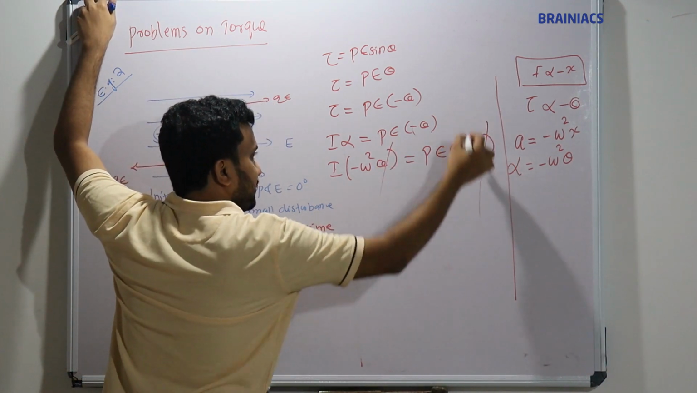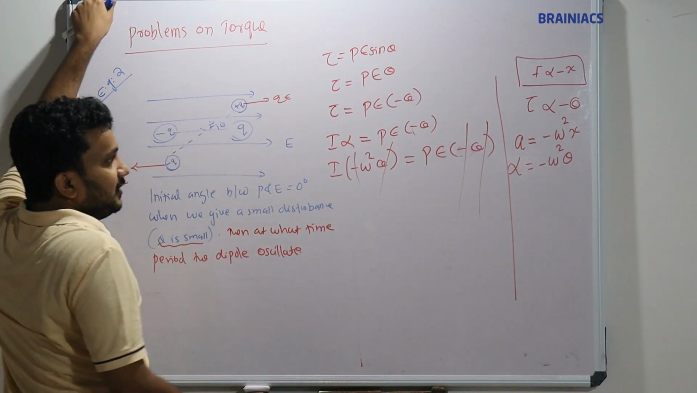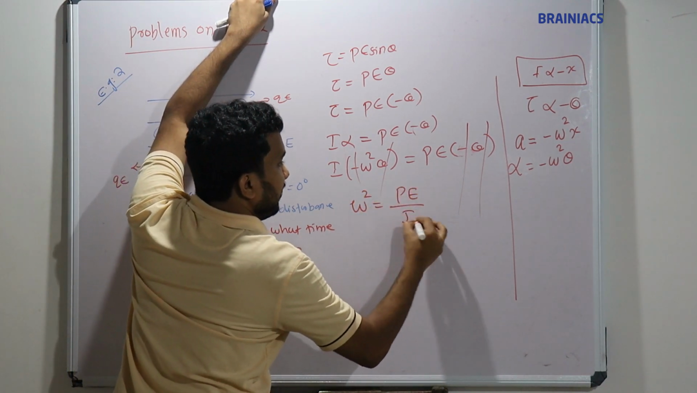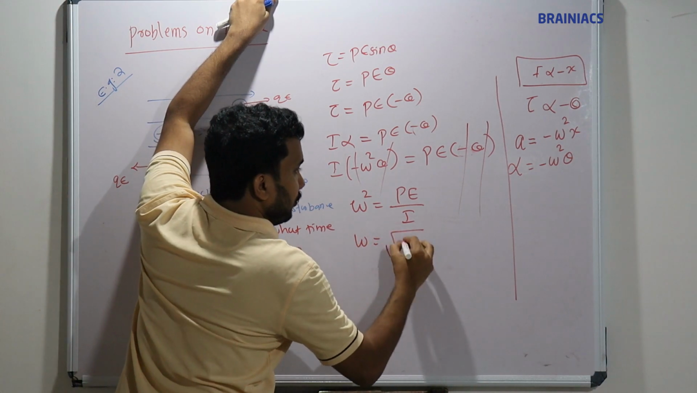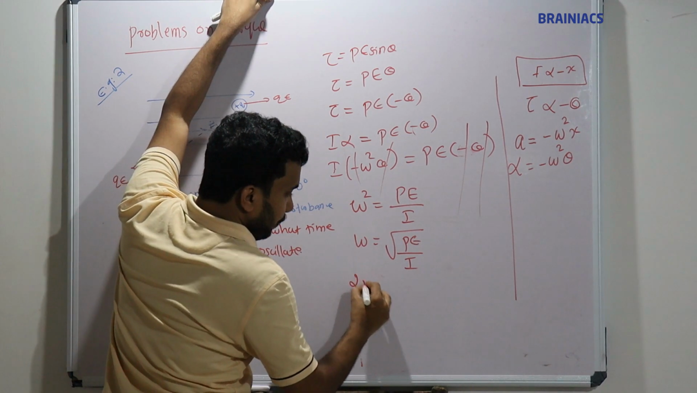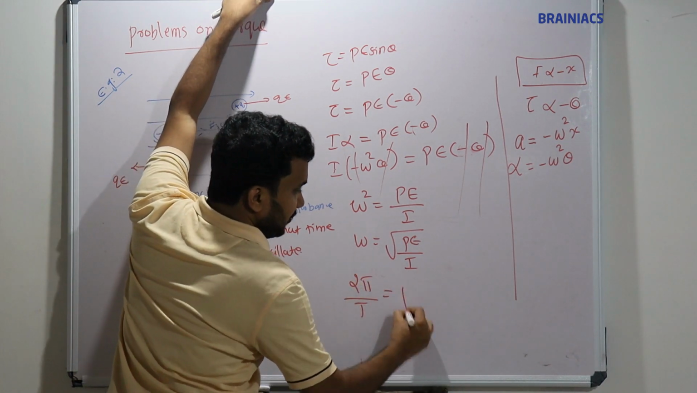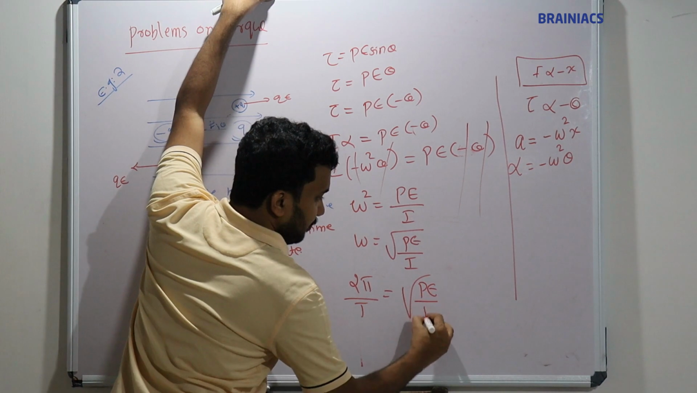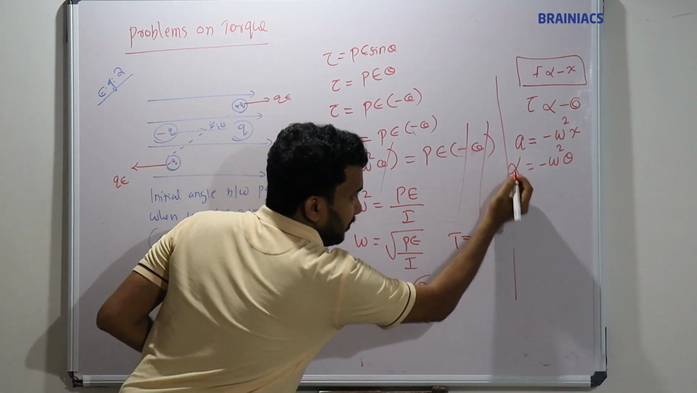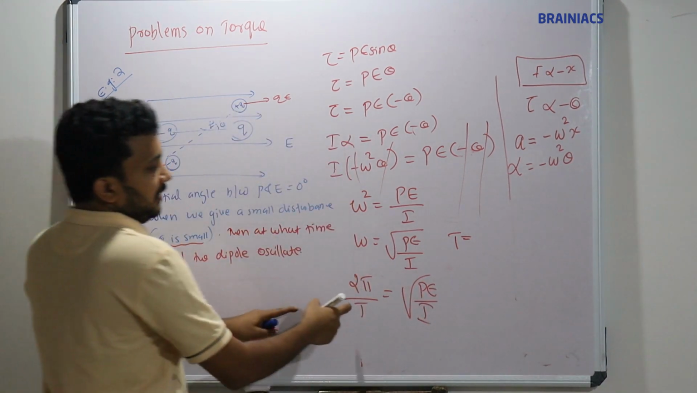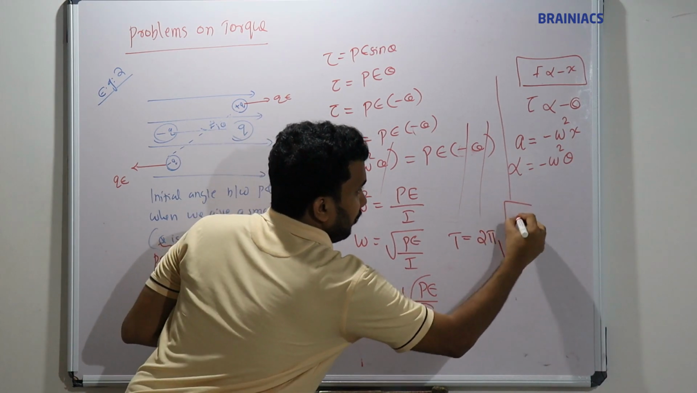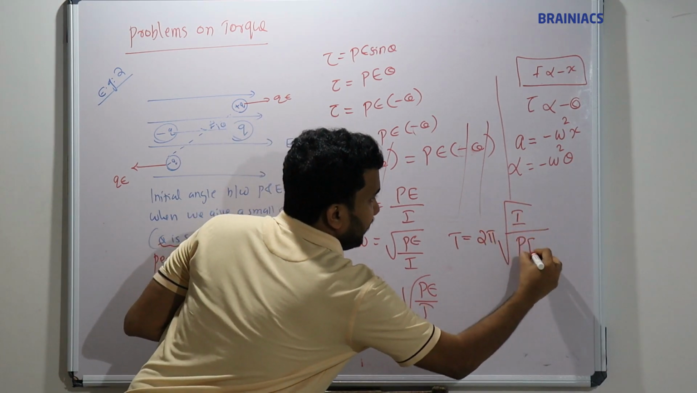Theta cancels, minus cancels. So omega square is equal to PE divided by I. Omega is equal to root of PE by I. What is omega? Omega is 2 pi divided by time period, which is equal to root of PE by I. So we need to find the time period from this. We can cross multiply, right? T is equal to 2 pi into root of I divided by PE.